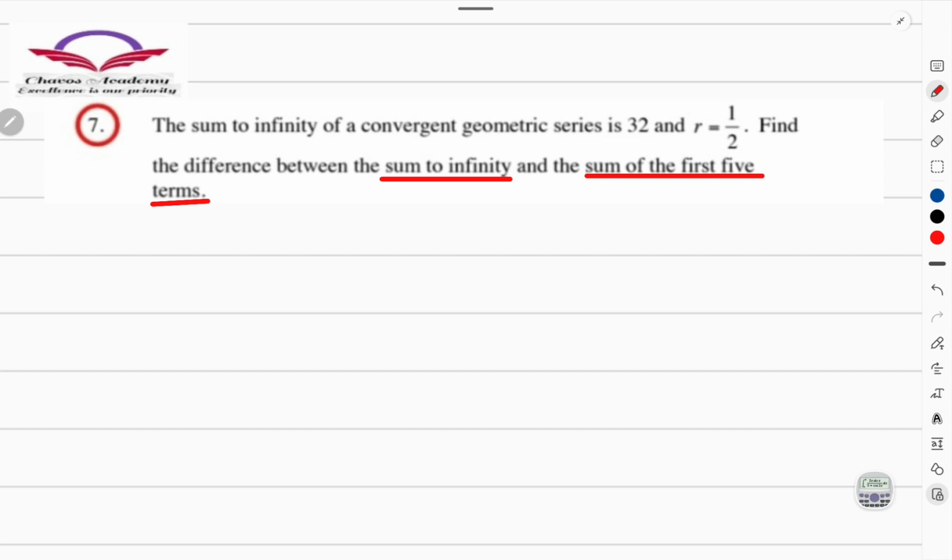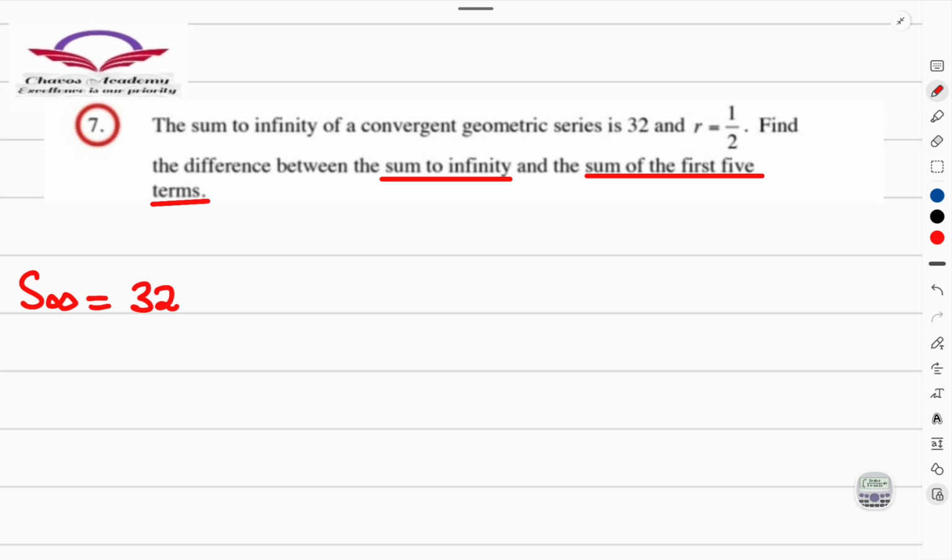So how do we go about this question? We need to make sure that we have the sum to infinity. That's the first one, and of course the sum to infinity is already given here. They say the sum to infinity of the convergent series is 32, meaning that we already have this sum to infinity, which is 32. Okay, so we'll need to calculate the sum of the first five terms.